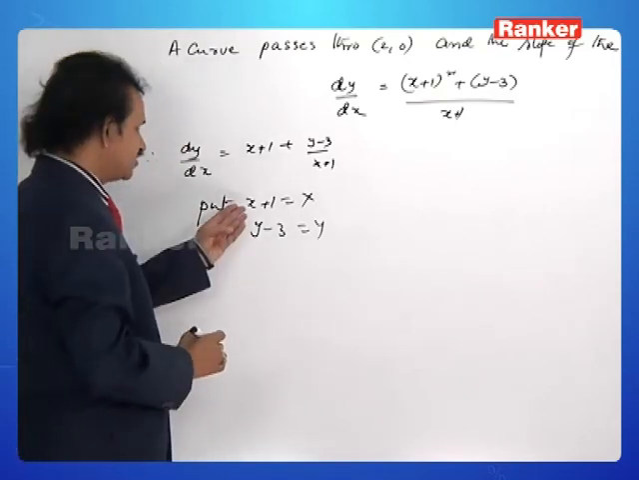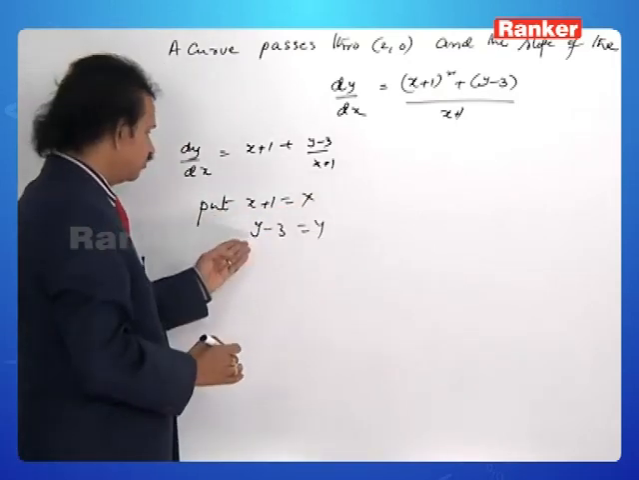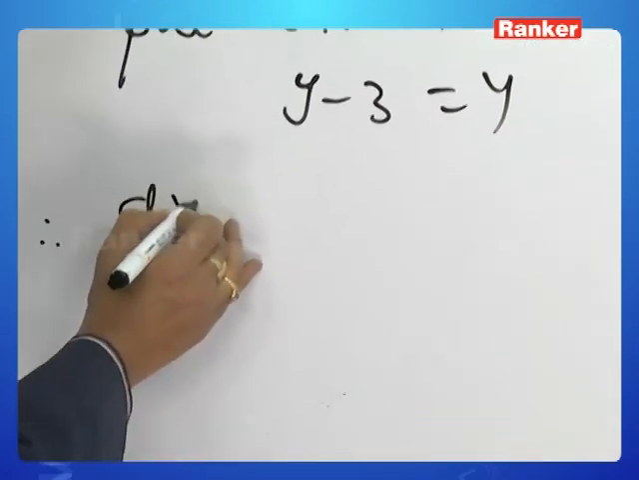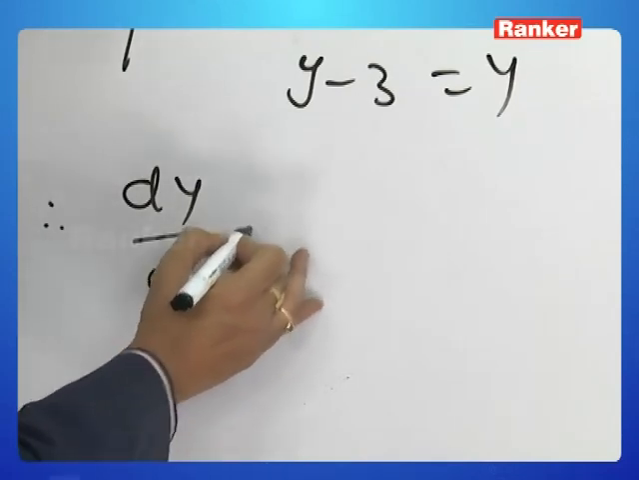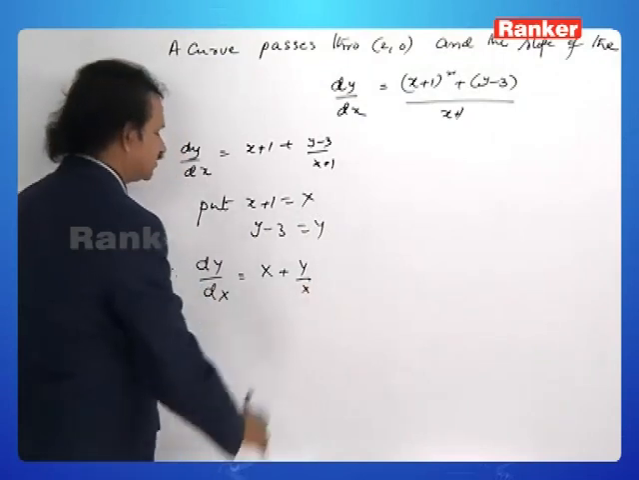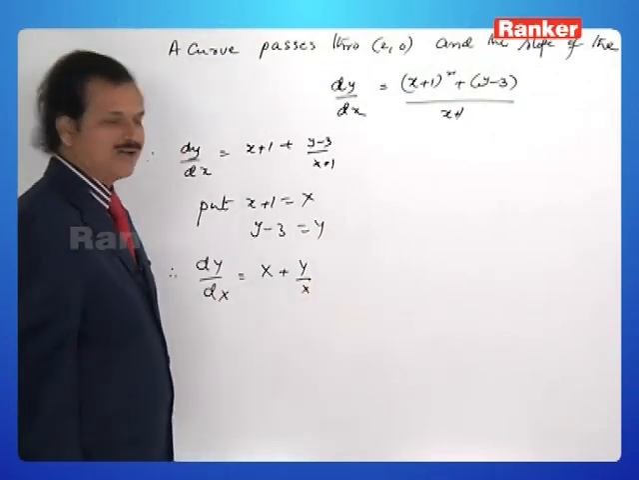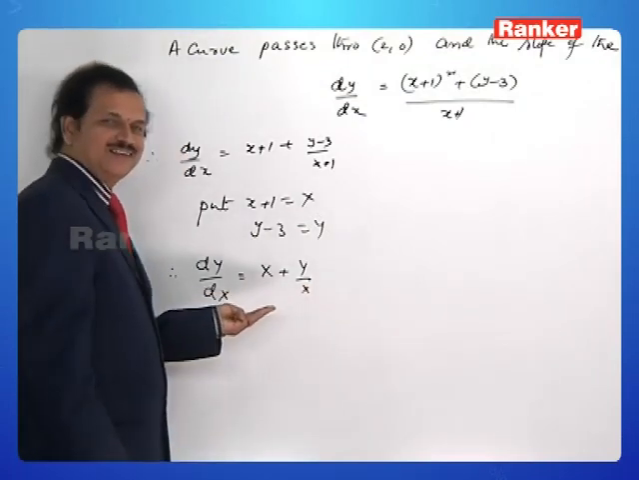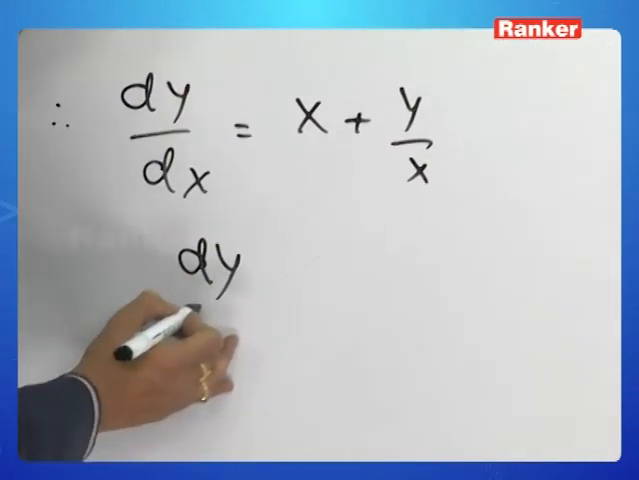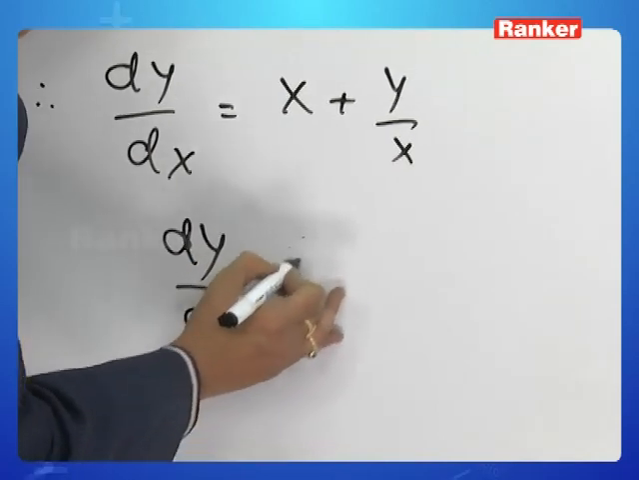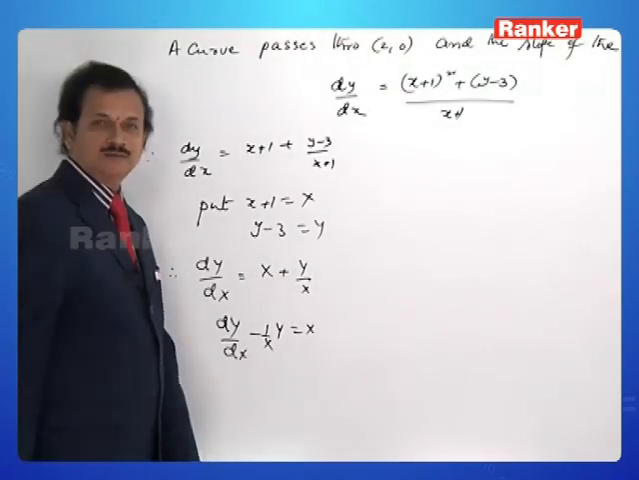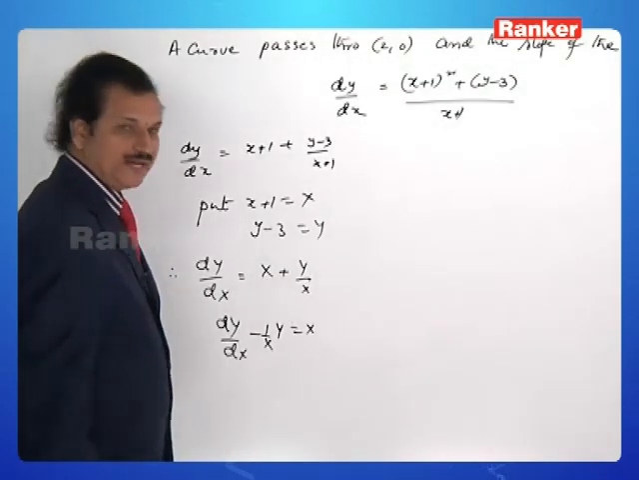Come on, dear, what is dx? dX. And dy is dY. Therefore, dY by dX is equal to (X + Y) by X. How slim it is. It is simple. Bring that Y by X this side. dY by dX minus 1 by X into Y is equal to X. It is linear in Y.